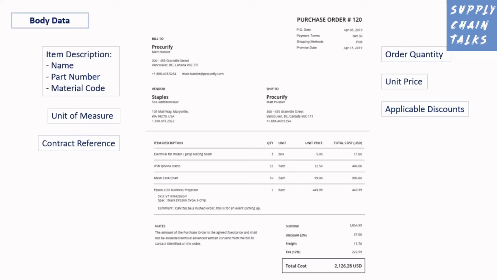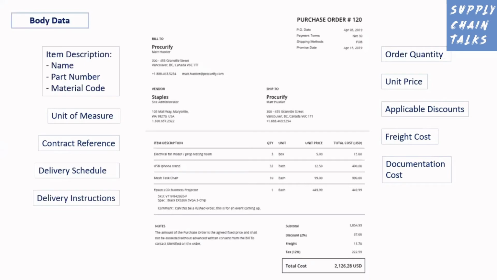Freight costs, documentation cost should be there. If there is a defined delivery schedule, that should be mentioned. Delivery instructions should also be there. If there are any applicable taxes like VAT or withholding tax, that should come in the body of the purchase order. And the most important part are the authorized signatures.